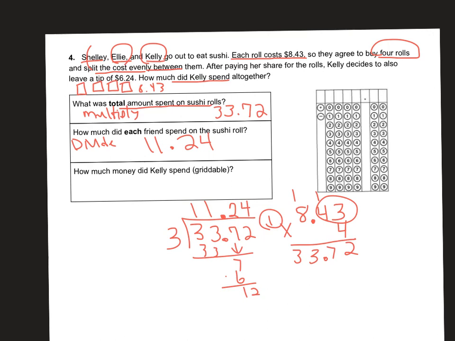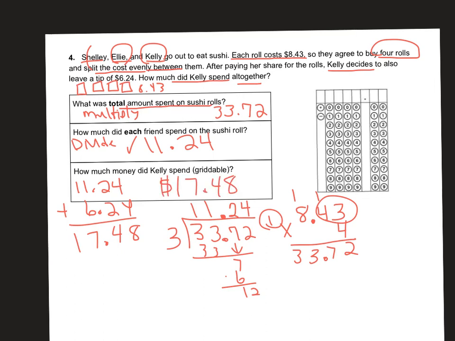So now let's just focus. After paying her share for the rolls, Kelly, one of the girls in the group, decides she's also going to leave a tip. A tip is leaving an extra amount. Maybe the waiter did a really good job. So we want to know how much she spent altogether. Well, we know that she spent $11.24 when they split the bill evenly. But now we're going to add that tip, that gratuity, another word for that. And that's going to tell us exactly how much she spent on her bill. So Kelly's bill was $17.48. And it's positive because that's what she spent.